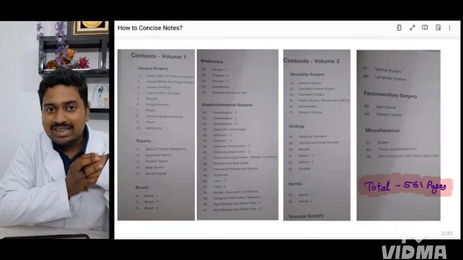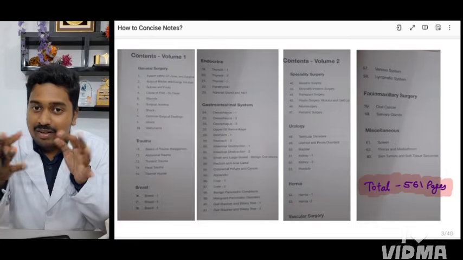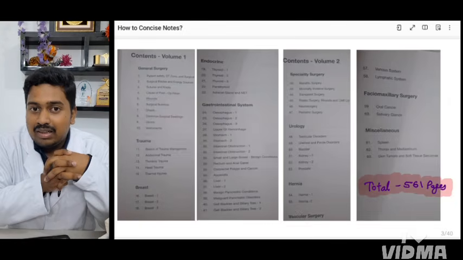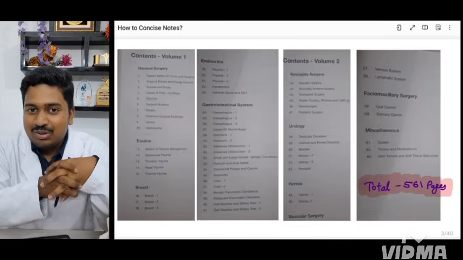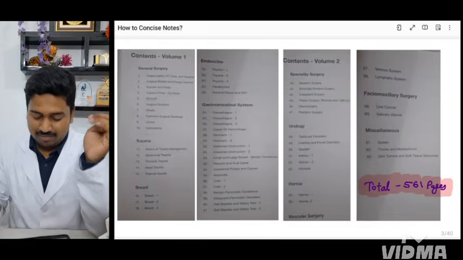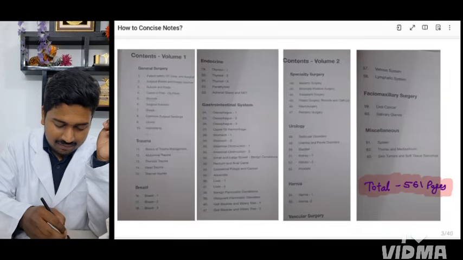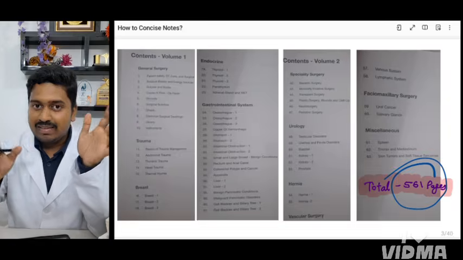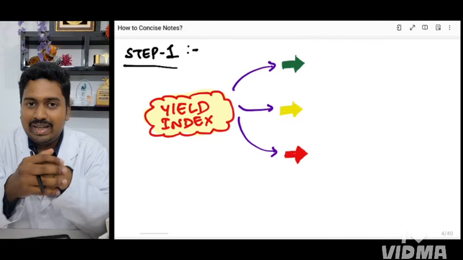I have been a NEET PG strategist for the past 2.5 years, and I have talked to 5,000 plus students over my online consultations, and I have made many strategies. So this has been a popular query in my DMs. So this is the whole content which we have currently, and I want to read all these 561 pages in 4 days. So what will be my strategy?